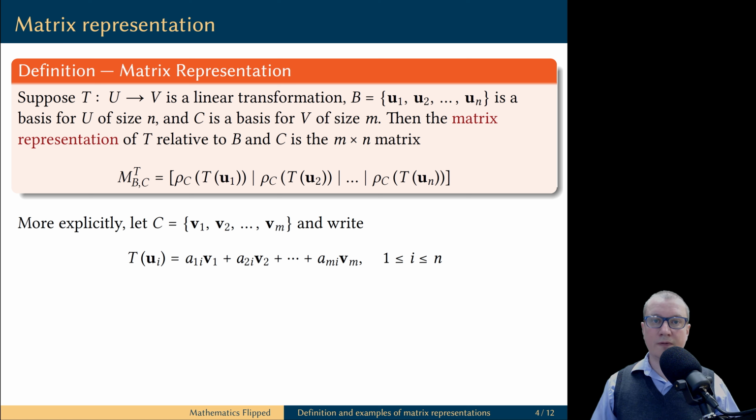Here is a slightly more visual definition of this matrix. Let's say that the basis C of the vector space V consists of vectors v1, v2 through vm. After we apply the linear transformation T to each of the vectors in the basis B, we will get a vector in the vector space V, and each such vector can be uniquely expressed as a linear combination of the basis C. Pay attention to the scalars in this linear combination.